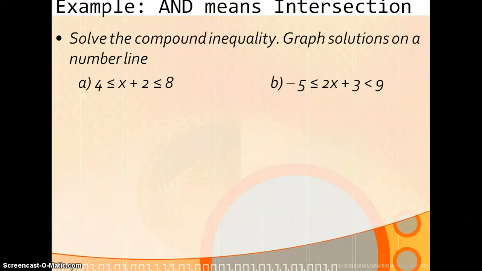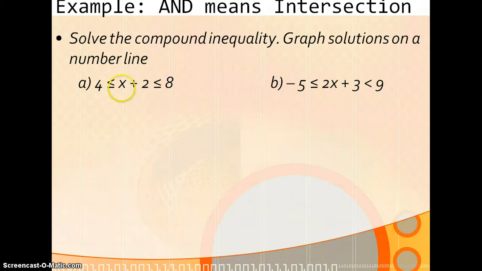A, 4 is less than or equal to x plus 2, which is less than or equal to 8. Compound inequalities will have either two separate equations with inequalities, or in this case, one long equation, but the inequality will happen twice. This time around, it's not necessarily what you do to one side you must do to another. It's literally whatever you do, you must do throughout.